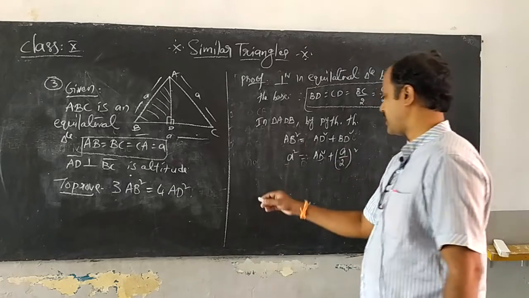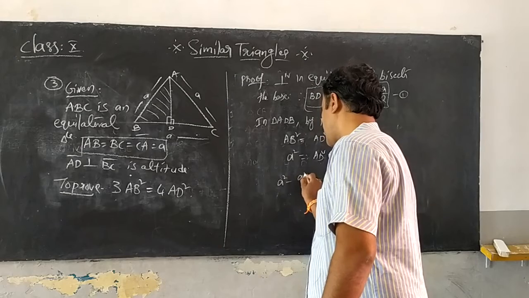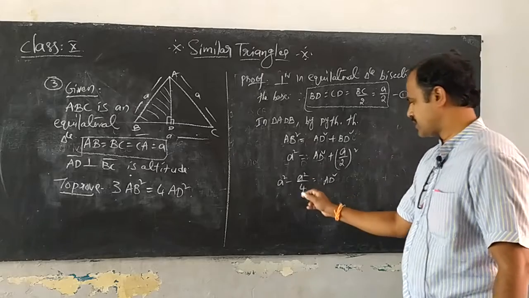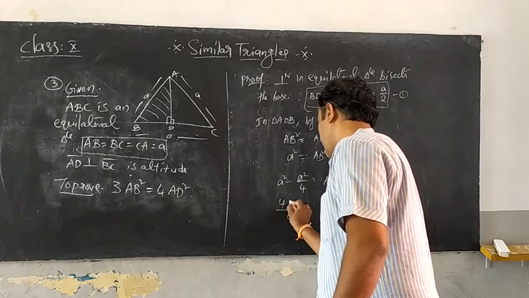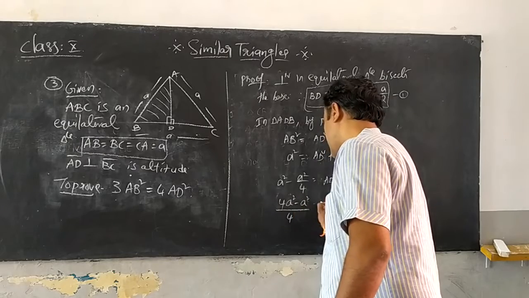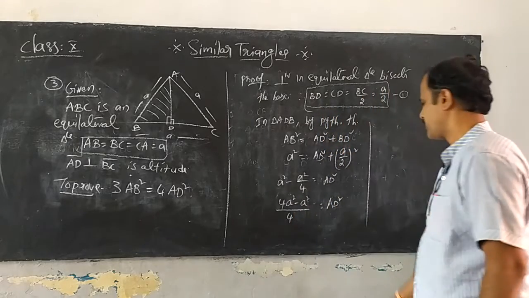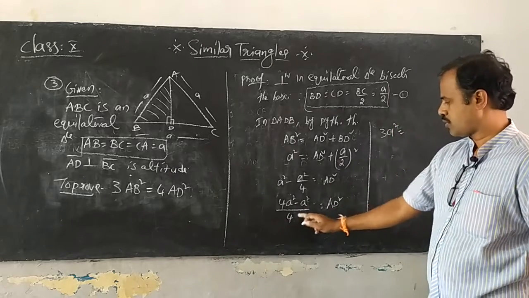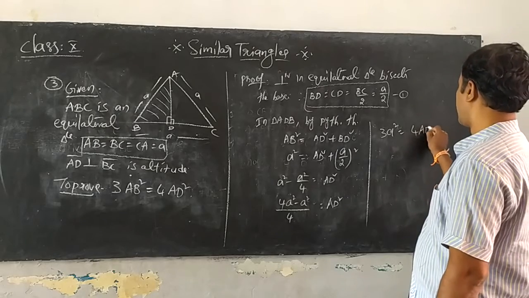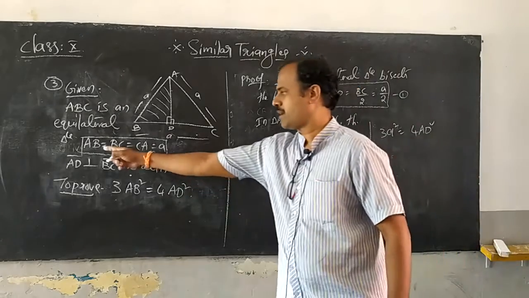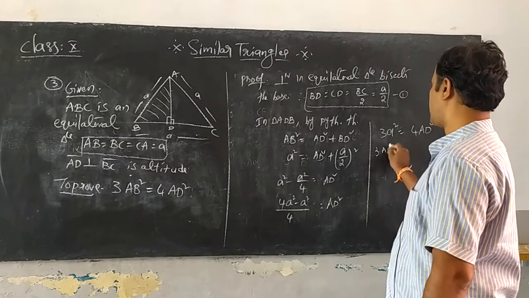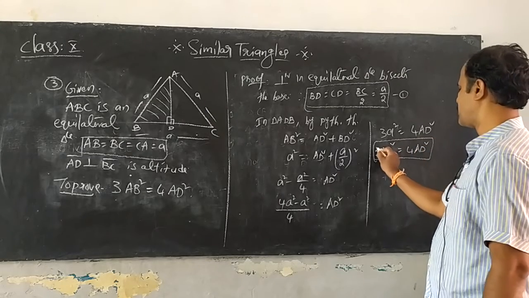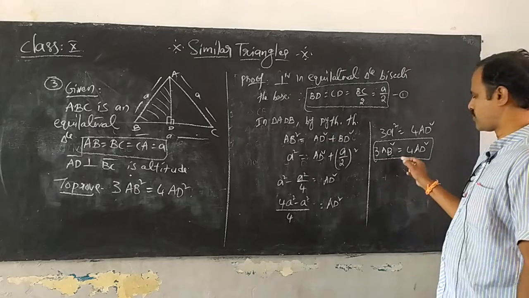Now you transpose this to the left side. You get A square minus A square by 4 is equal to AD square. Now take the LCM in the denominator 4: 4A square minus A square is equal to AD square. You get 3A square by 4 is equal to AD square. Cross multiply 4, you get 3A square is equal to 4AD square. A is nothing but AB. So 3AB square is equal to 4AD square, which is our proof.